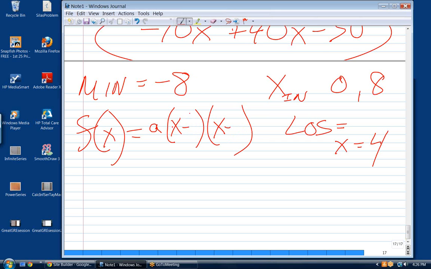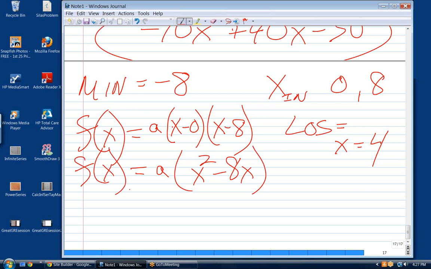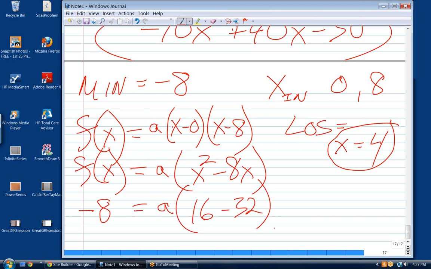I want to plug in 0 and 8. So there's our equation, which is a times x squared minus 8x. So there's our function. And when I plug in x equals 4, I get minus 8. So minus 8 is equal to a times 16 minus 32.